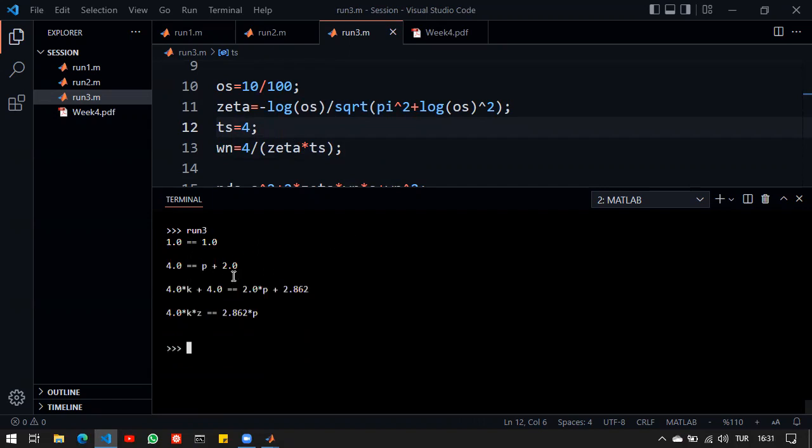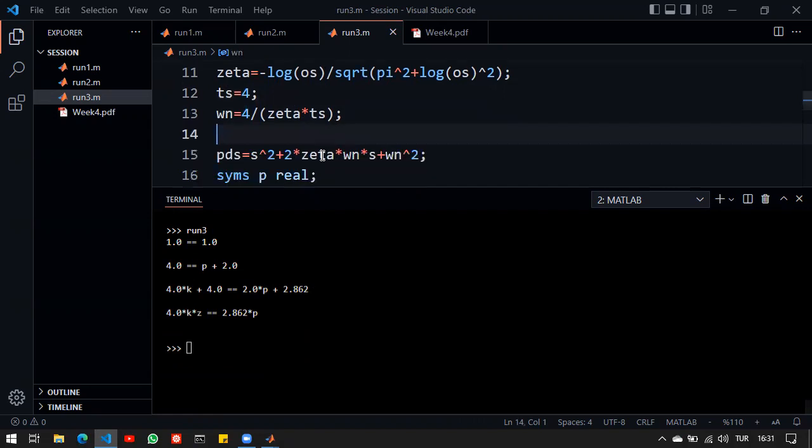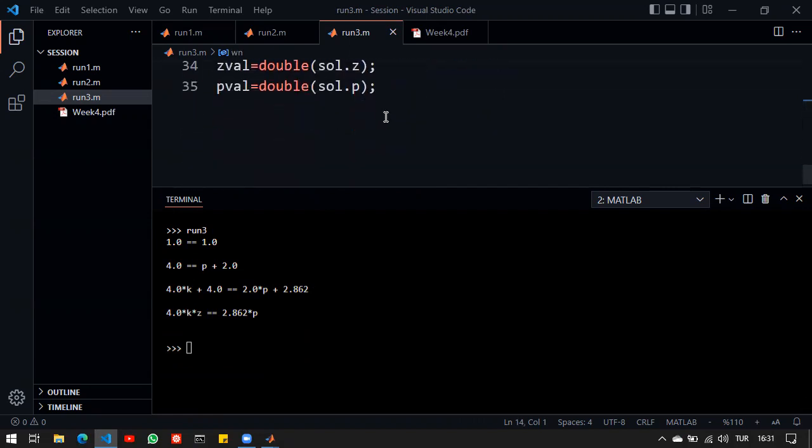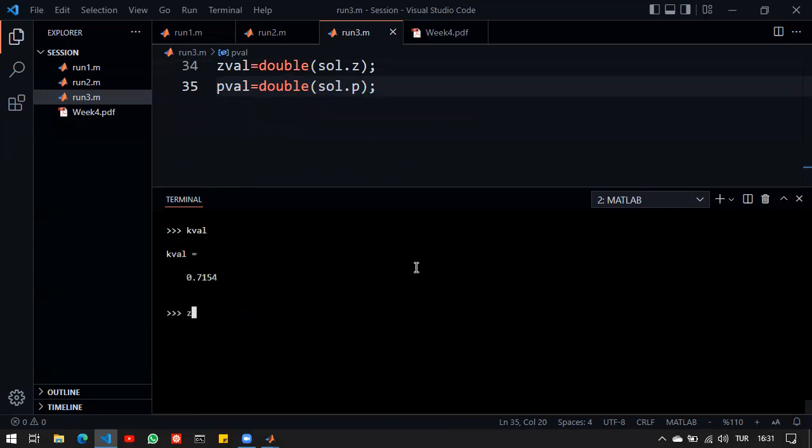Now, P will be equal to 2. Since I know that P is equal to 2, 4 plus 2.86 should give me 6.862. And then minus 4 divided by 4 should give me K. I know what K and P are. I can determine what Z should be. So at this point, I should have K val, Z val, and P val. There we go.